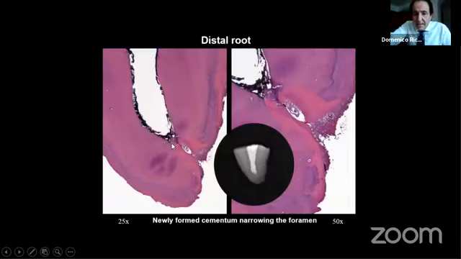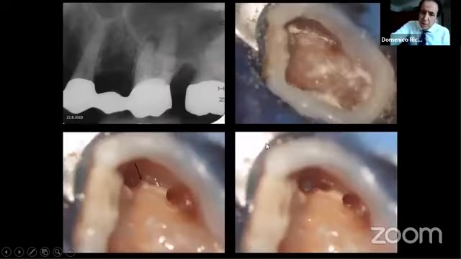So this is what happened when you resect. The distal root, same story. You see, this is short. The foramen, pay attention, is anticipated compared to the radiographic apex. And again, formation of cementum, narrowing the foramen, and absence of inflammation in the periodontal ligament.